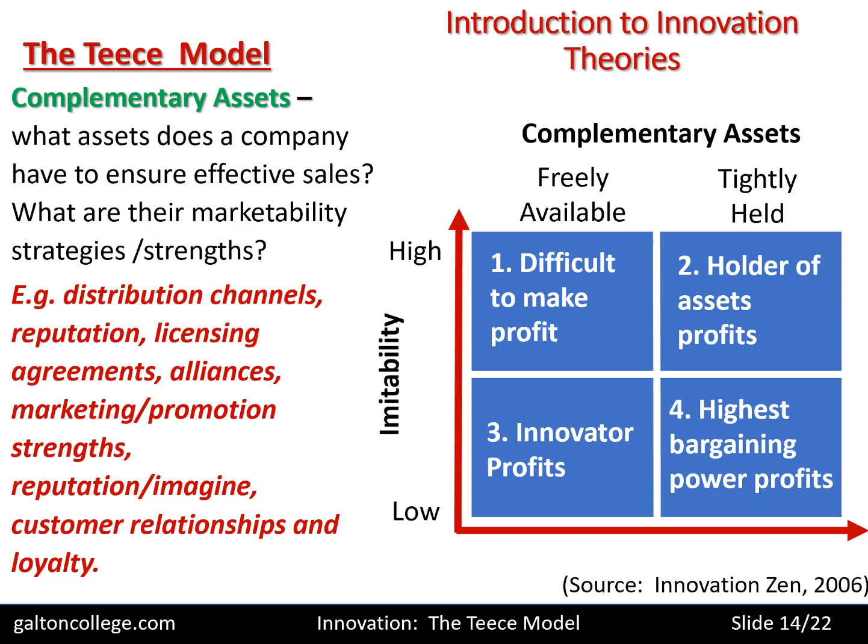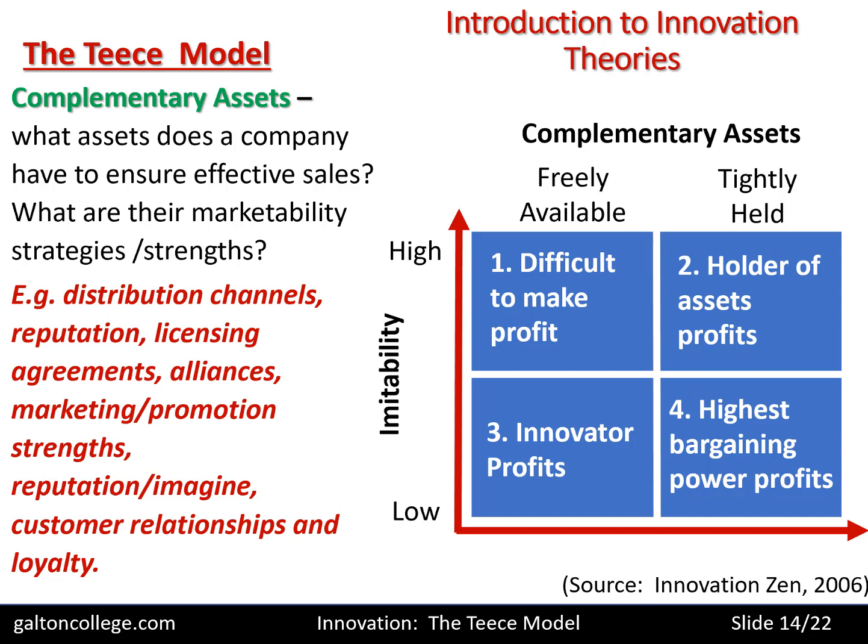Now, complementary assets. What assets does the company have to ensure effective sales? What are their marketability strategies and strengths? Distribution channels, reputation, licensing agreements, alliances, marketing promotion strengths, reputation, how to imagine what the market will be, customer relationships and loyalty. So all of these other bits fit up with the complementary part.